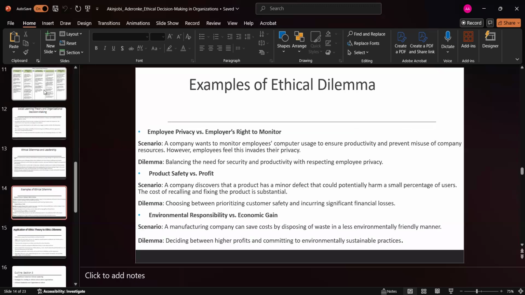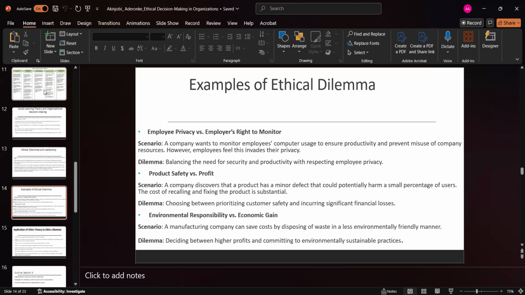An example of an ethical dilemma: an organization wants to monitor employees' usage of its resources, and it decides to monitor their computer usage. Of course, the dilemma here is that employees would see this action as invading their privacy, and the leader has to balance the need for security with the productivity of the employee.